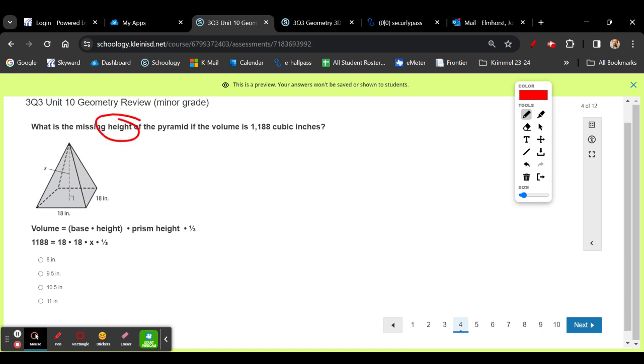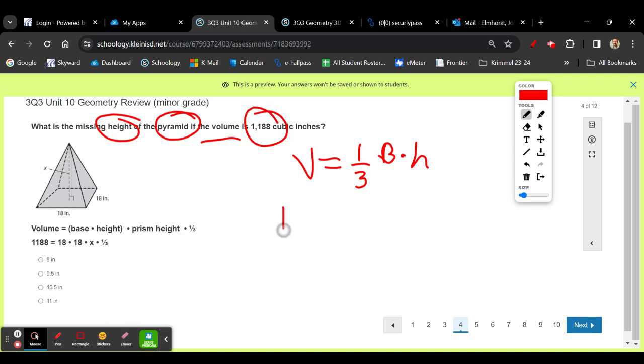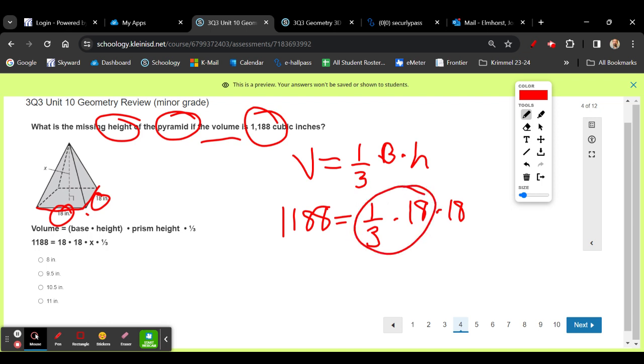So what is the missing height of the pyramid with the volume? So the volume of a pyramid is going to be 1/3 the base area times the height. So let's fill in the information. The volume is given. And the base area is going to be 18 times 18. So we can shorten this up, divide by 3 up front instead of multiplying and then dividing by 3.